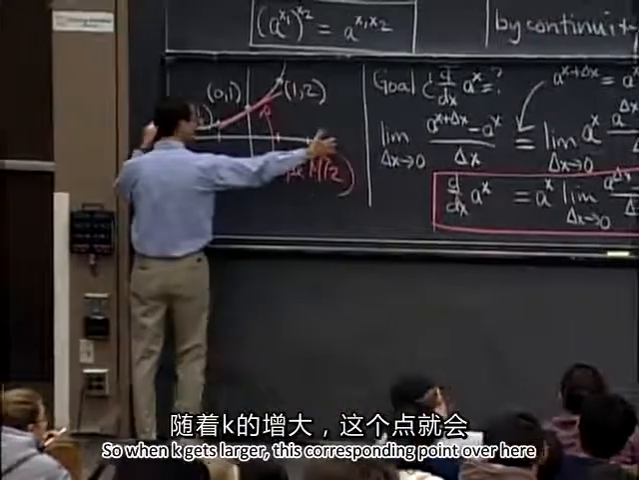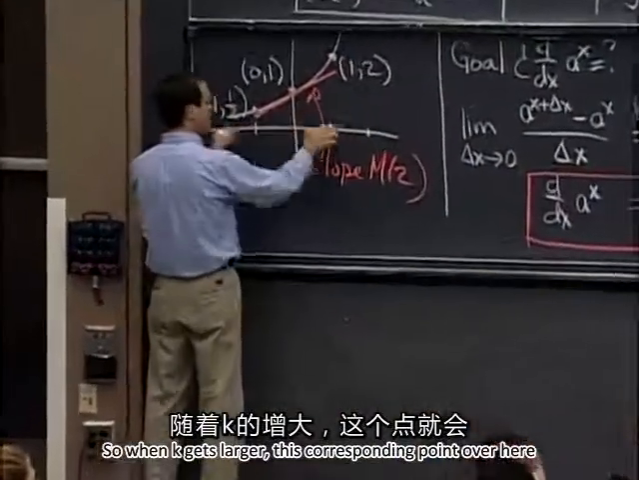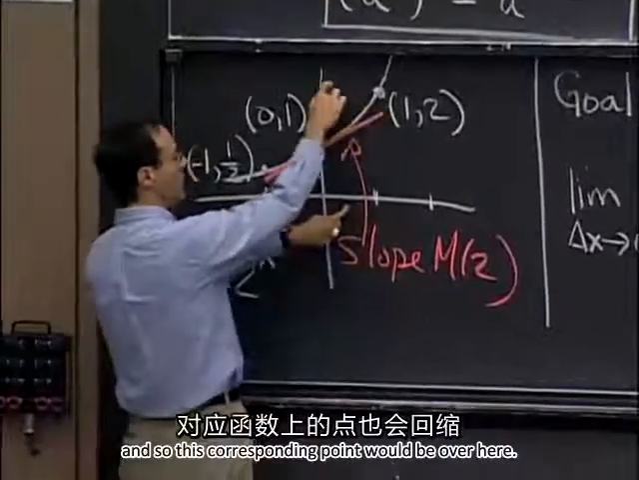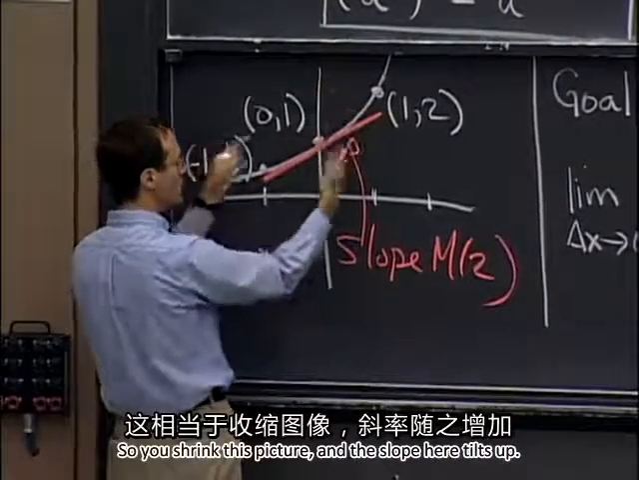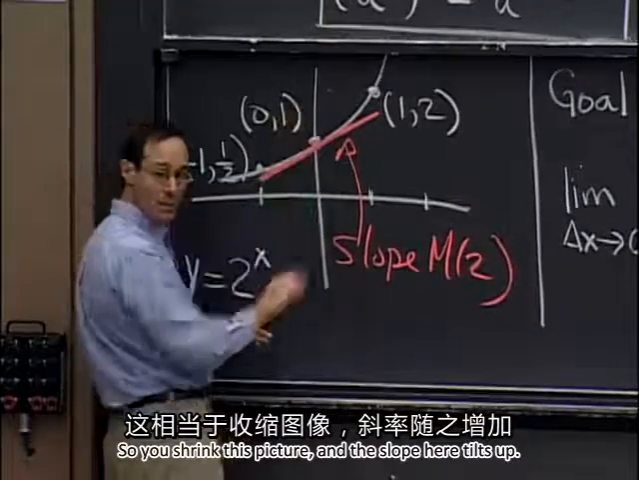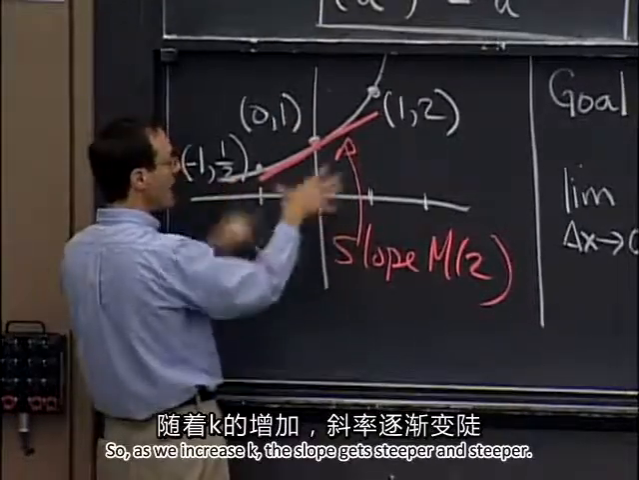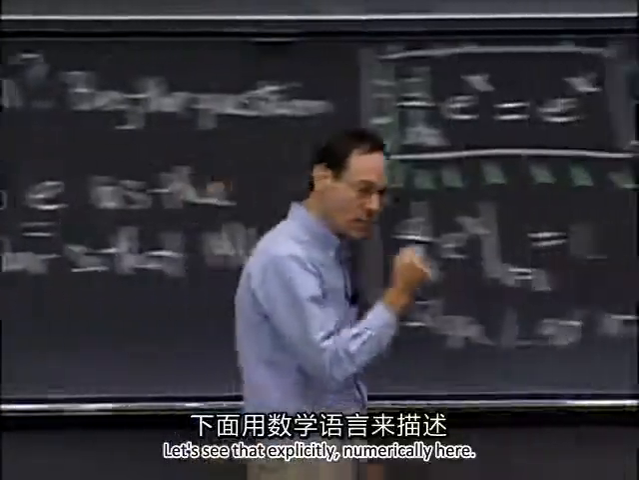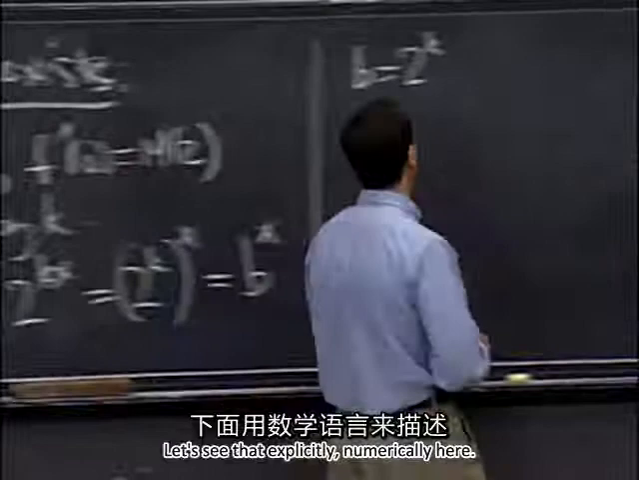So when k gets larger, this corresponding point over here would be over here, and so this corresponding point would be over here. So you shrink this picture, and this slope here tilts up. So as we increase k, the slope gets steeper and steeper. Let's see that explicitly numerically here.